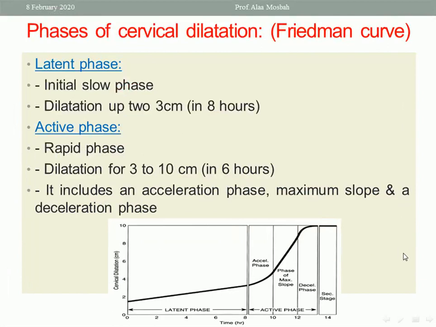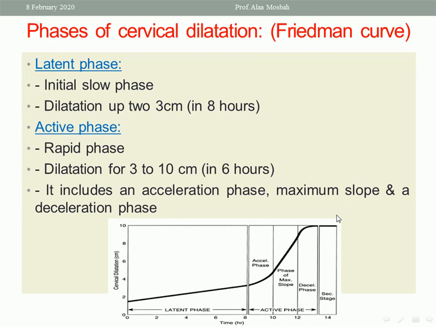What about the phases of cervical dilatation according to the Friedman curve? We have the latent phase and the active phase. Looking at this curve, this part of the Friedman curve is called the latent phase. It is the initial slow phase, where dilatation occurs up to 3 cm within 8 hours.